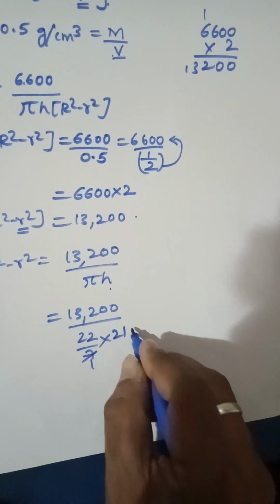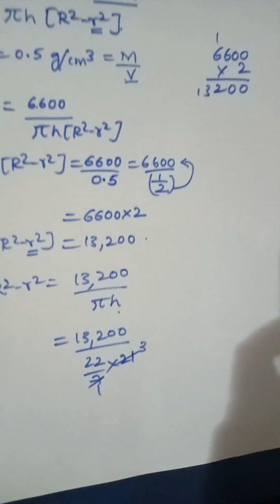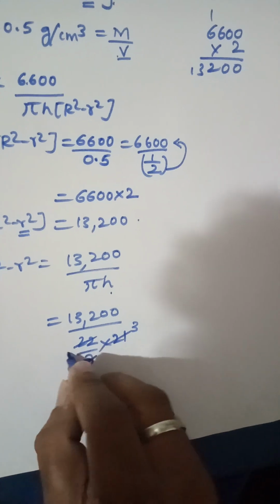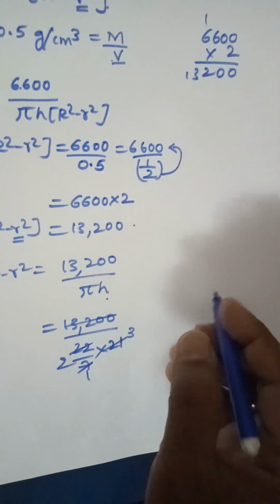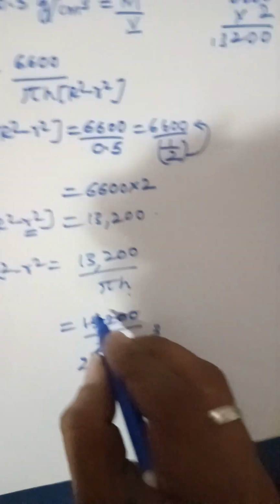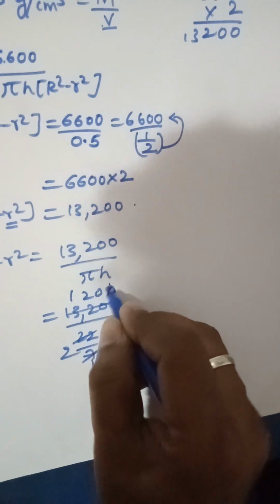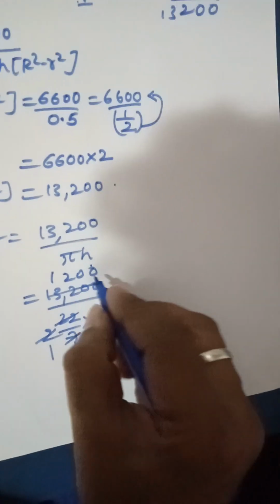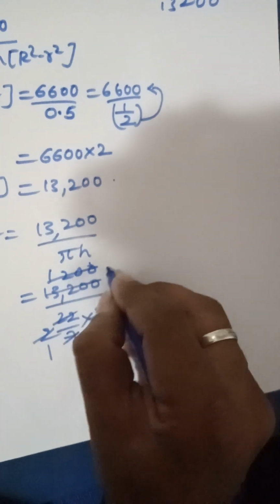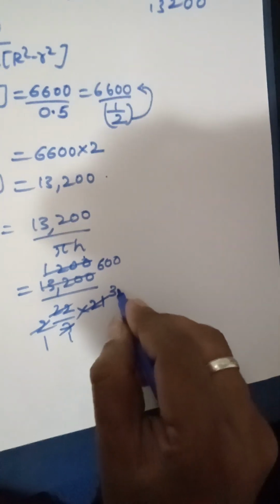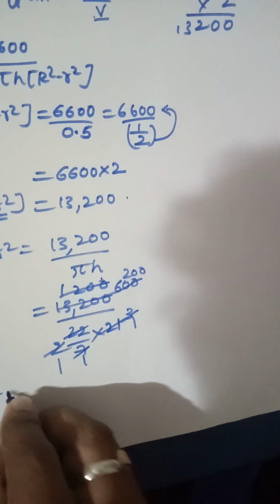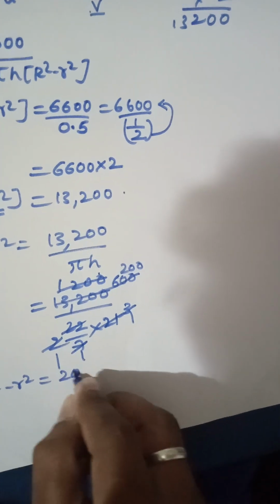So 7 1 times, 7 3 times. So you can cancel this by 11, 2s are, so this will be 11 1s are 1200, again 1 times, this will be 600 times, 600 by 3 will be 200. So R square minus r square is 200.